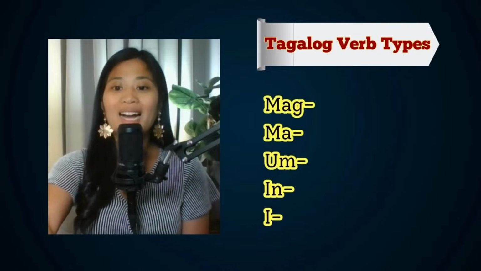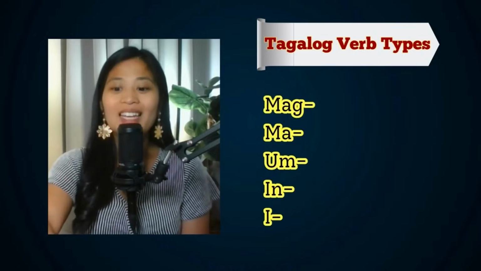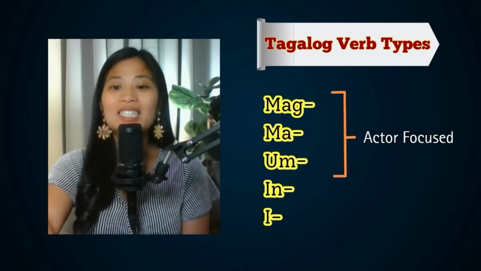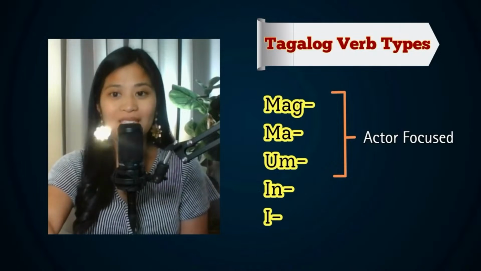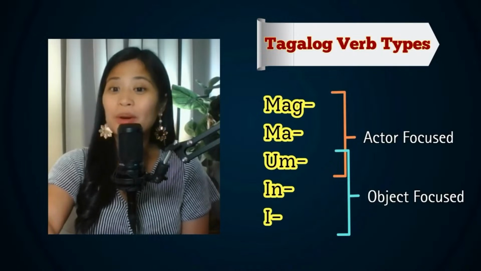Alrighty, so in Tagalog, there are 5 main types of verbs in Tagalog. Mag, ma, in, and e verbs. Now, what makes them different is that some verbs are actor-focused and some are object-focused and some are both.